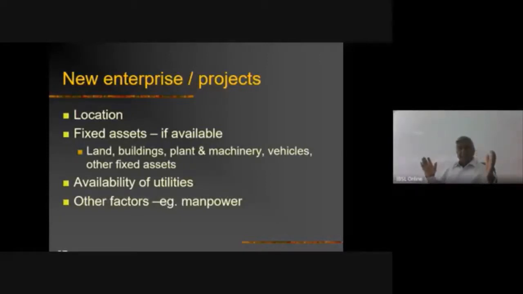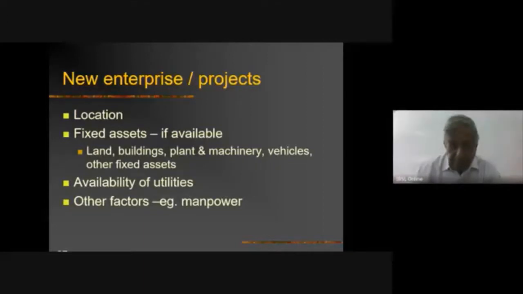Another thing is of course the land: whether it is undulating land, then of course leveling and everything is needed. Then the fixed assets you must look at. Maybe it is a new project, but sometimes there may be some fixed assets. In case they are available, look at them: land, building, plant, machinery, vehicle, other fixed assets. Then the availability of utilities you must check. Other factors, the manpower, those things you have to look at.